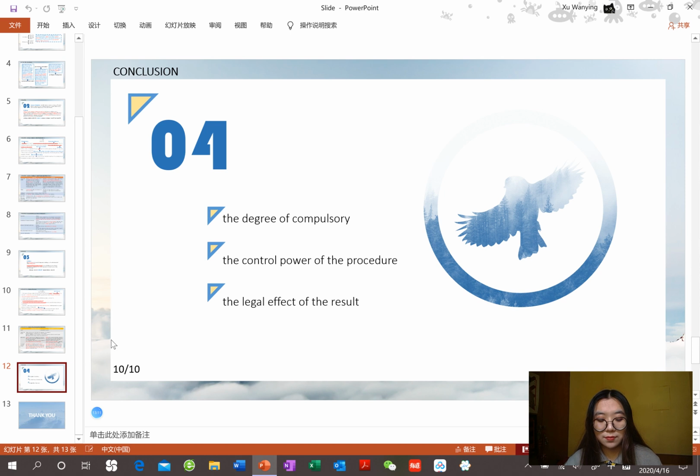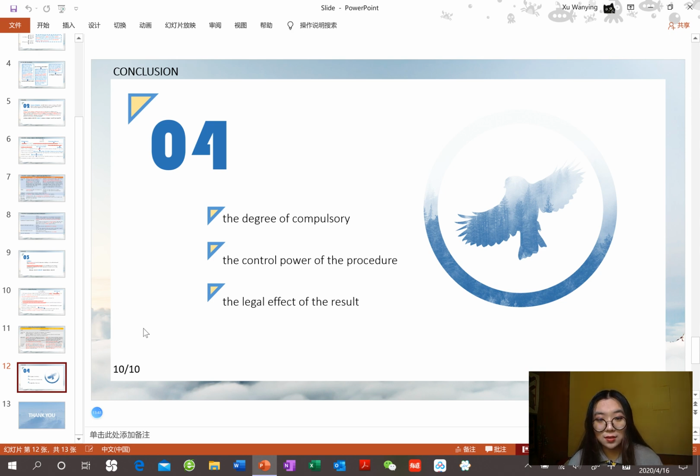Secondly, the conciliation has greater flexibility. The control of the conciliation procedure is in the hands of the parties and the Conciliation Commission, so the result of the conciliation will be more in line with the psychological expectation of the parties to the dispute. But the control of the arbitration procedure is in the hands of the arbitral tribunal, and the procedure must be carried out in accordance with the arbitration rules.